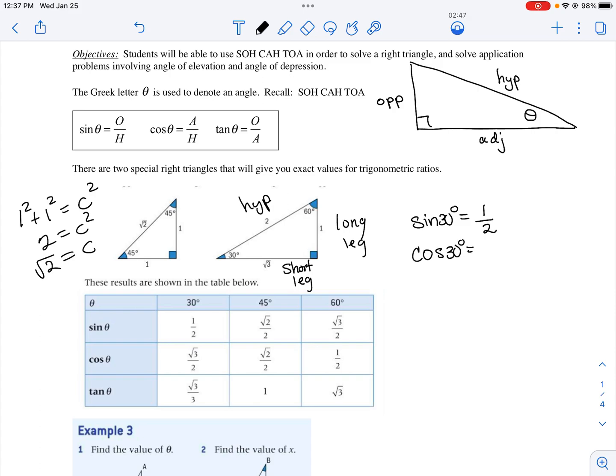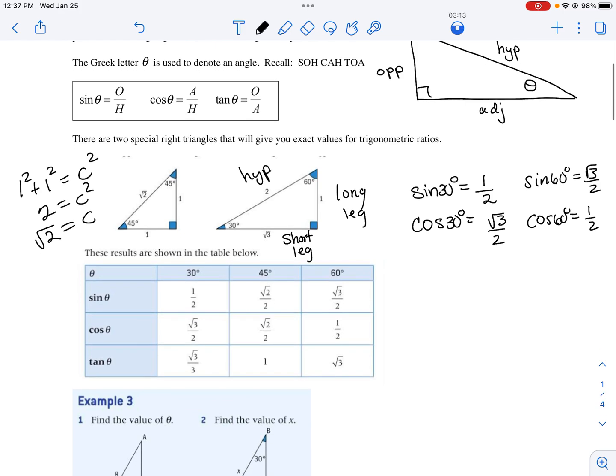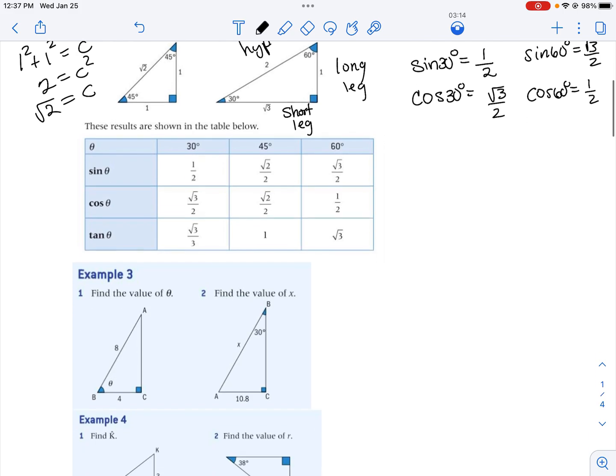Cosine 30 is the adjacent over hypotenuse. The sine of 60, so now I'm coming from the 60-degree angle. Now the opposite side is square root 3 over the hypotenuse. And cosine 60 is 1/2. So this should be just a real quick review. You have done this before. So now there's this box with all those values.